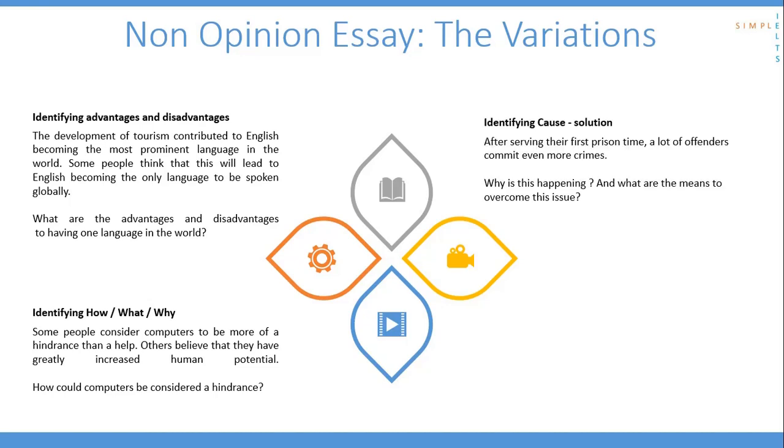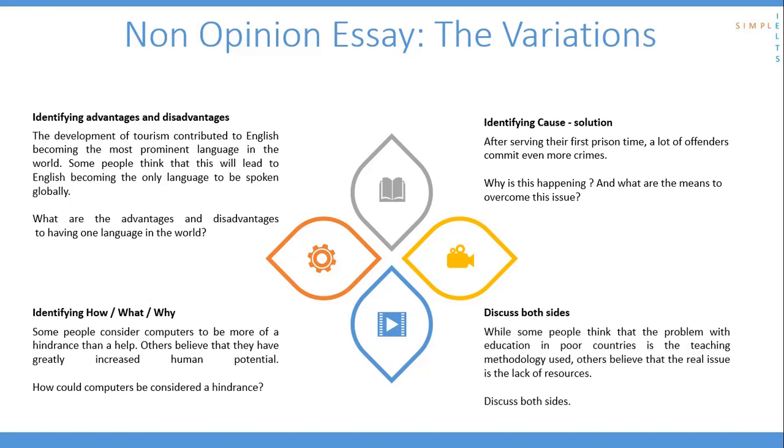And then the third variation is identifying cause and solution. For example, after serving their first prison time, a lot of offenders commit even more crimes. The questions are, why is this happening? That's the cause. You have to give an explanation. You can write the reason behind this in the second paragraph. And then the second part of the question is, what are the means to overcome this issue? What are the solutions to deal with this issue? You can write down the solutions or the means in the third paragraph. And then in the fourth paragraph, we can provide the conclusion.